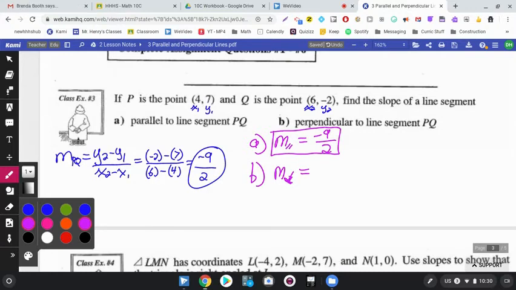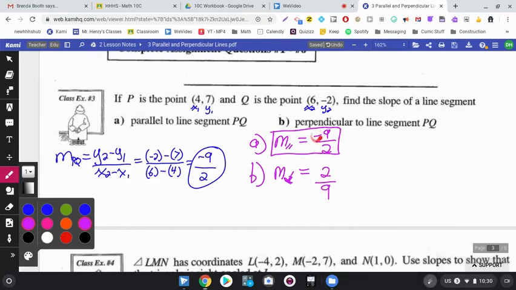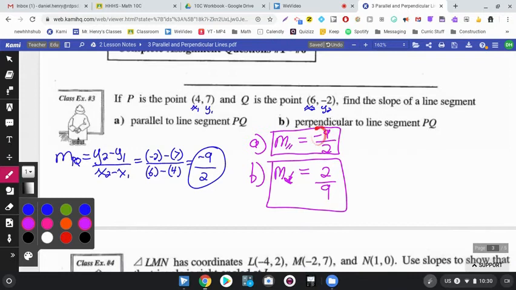Perpendicular, a little bit harder. This is the negative reciprocal. So instead of 9/2, it's going to be 2/9. And then a negative would actually become positive. So what I'm looking for is the opposite sign. I'm making this negative, so negative is positive. Okay, there you go. Those are my two slopes.